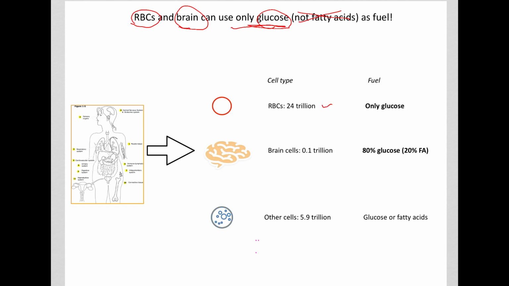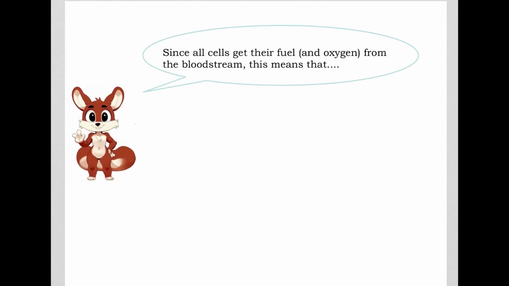So now we have this limitation. Red blood cells can only use glucose. Brain cells almost predominantly can only use glucose, 80%. They do get a little bit of energy from fatty acids, but less than 20%. So predominantly from glucose. The rest of these cells, the remaining 5.9 trillion cells, they can get their energy either from glucose or fatty acids, whatever is available to them.